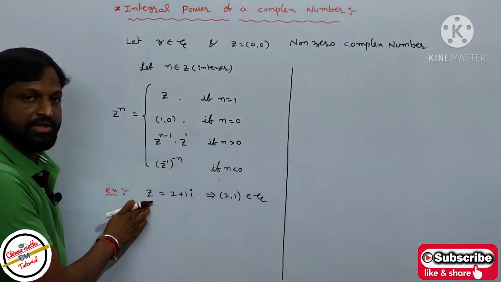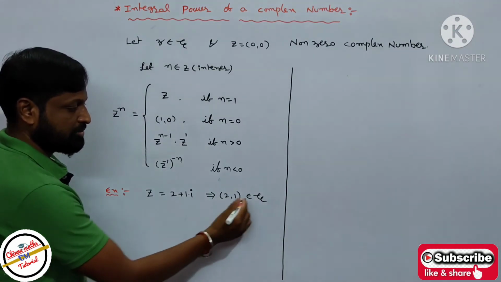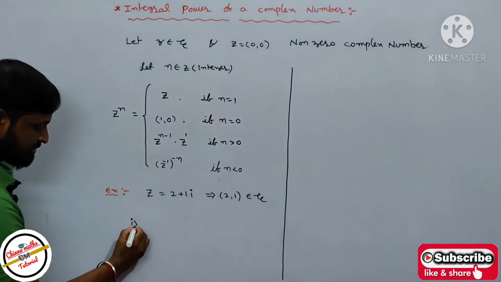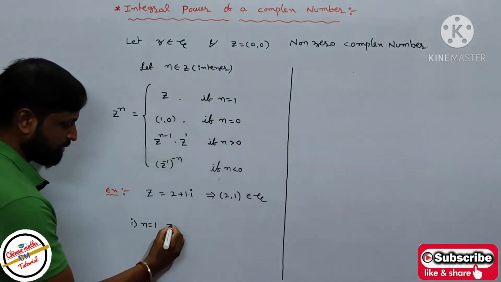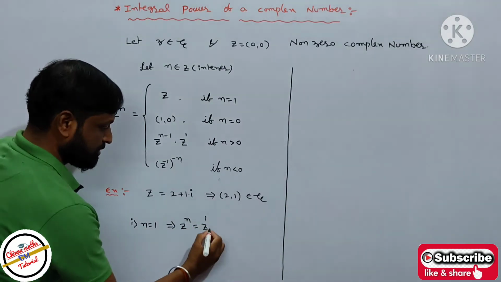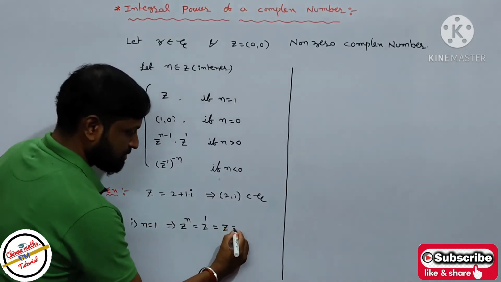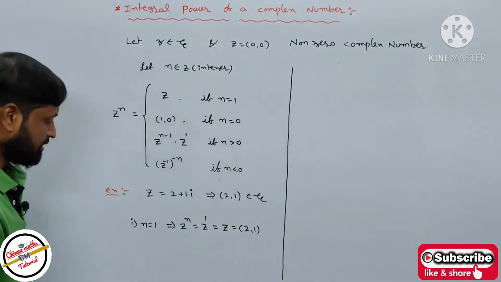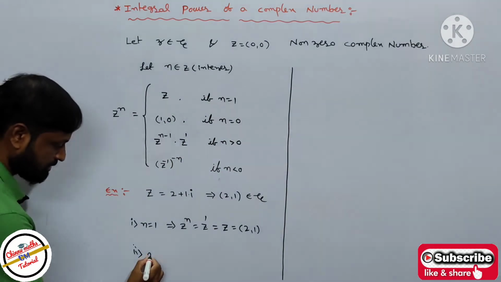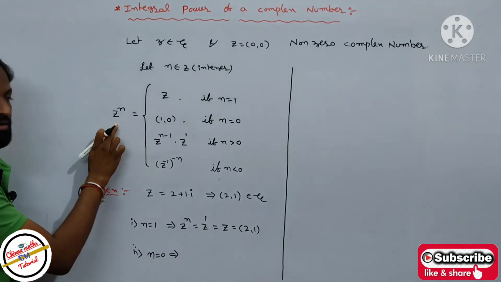Let's see the example. The complex number z equal to 2 plus 1 into I can be expressed as the ordered pair 2 comma 1, and it belongs to the complex numbers. Our first case is if n equal to 1. Then z power of n equals z power of 1, so z power of n means z, but what is our z value? 2 comma 1. So then 2 comma 1. Next, the second one: take the n value equal to 0. If n equal to 0, z power of n is defined as 1 comma 0.